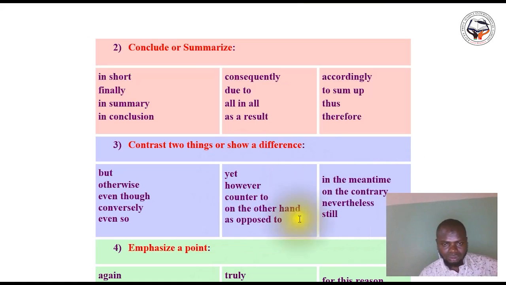These are used when you contrast two things or when you show a difference. I repeat them quickly for you: but, otherwise, even though, conversely, even so, yet, however, counter to, on the other hand, as opposed to, in the meantime, on the contrary, nevertheless, still.